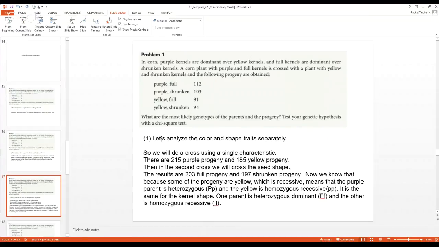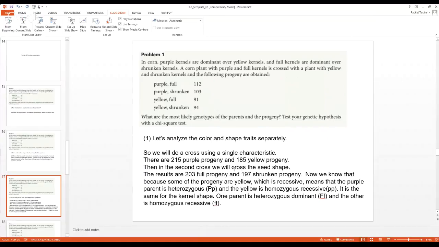And then for part 3, it's wanting to analyze the color and the shape traits separately. So when we do that, we're just going to do a cross between the purple and the yellow. And if you were to add up the results right here, those are both purple, so we'd add up the 112 with the 103, and we end up with 215 purple progeny. And then we would add up the yellow, full, and shrunken, and we'd end up getting 185 yellow progeny.